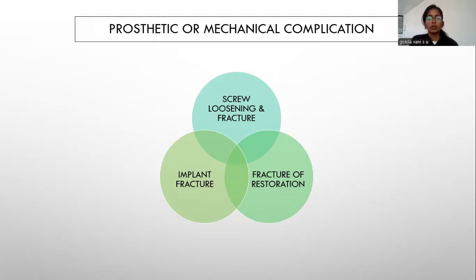Coming to the prosthetic and mechanical complications that can occur, these are screw loosening, fracture of restoration and implant fracture. Screw loosening is one of the most common implant related complications you might come across. The patient might complain of implant mobility and we are really scared to approach this patient, but it would be just screw loosening. Fracture of restoration, implant fracture or other prosthetic complications would require you to remove the implant from the host bone.